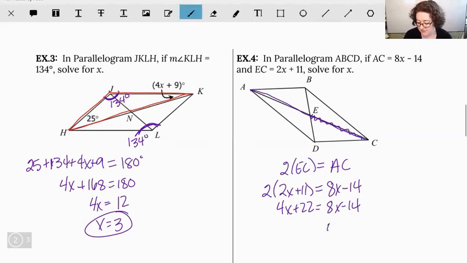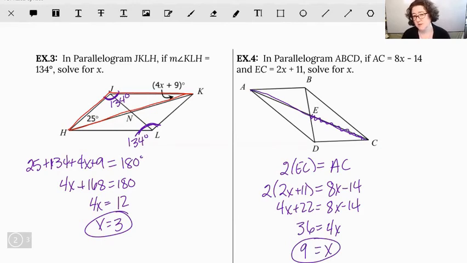Subtract a 4x from both sides gives me a 4x on the right. Add 14 to both sides, that's going to give me a 36. And again, another problem that divides out very nicely. 9 is my x. And so notice I didn't label my diagram with the expressions, but I still marked up my diagram to understand how the pieces related to each other. Always do something with a diagram. Draw it out, or if you have a printer, you can always print out your notes and draw on the diagrams as I do. Okay, last example on parallelograms.